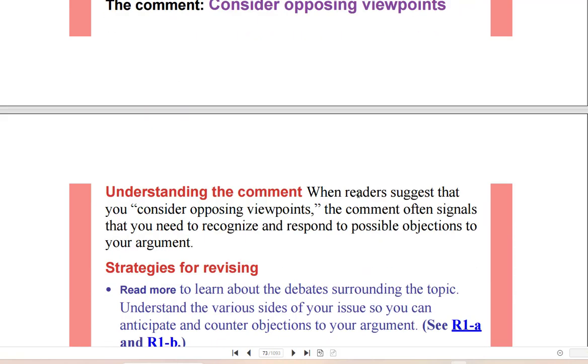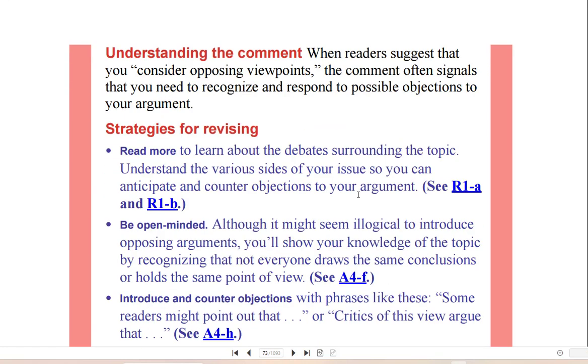Consider opposing viewpoints. When readers suggest that you consider opposing viewpoints, the comment often signals that you need to recognize and respond to possible objections to your argument.